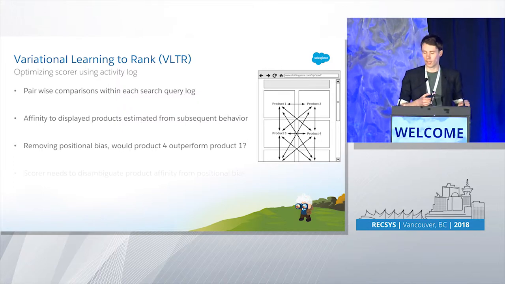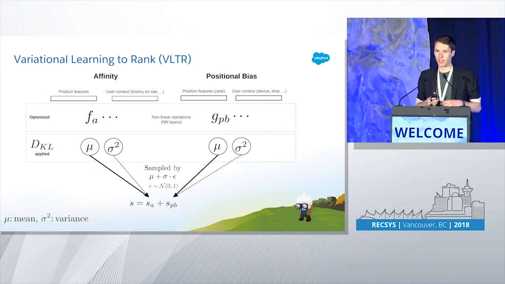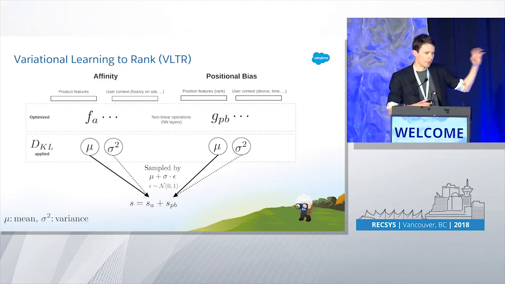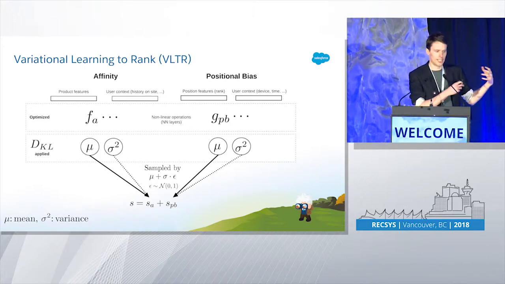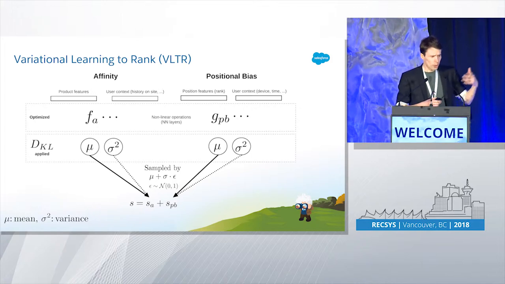That's what we want our algorithm to figure out. And so we need a score that's able to disambiguate the product affinity from the positional bias. And here's, on a high level, the architecture that can do that. On the left-hand side, we have the product affinity function, where it takes in the product features and the user context. For this side, what would be mostly relevant would be, for instance, the history of this user on this site. And then we use some nonlinear function to create an estimate of the distribution that describes the user's affinity to this product.